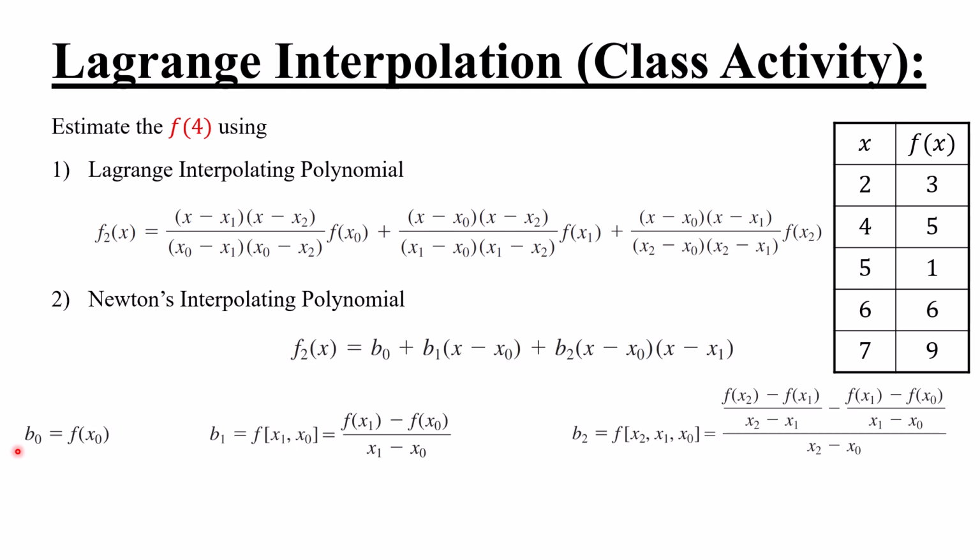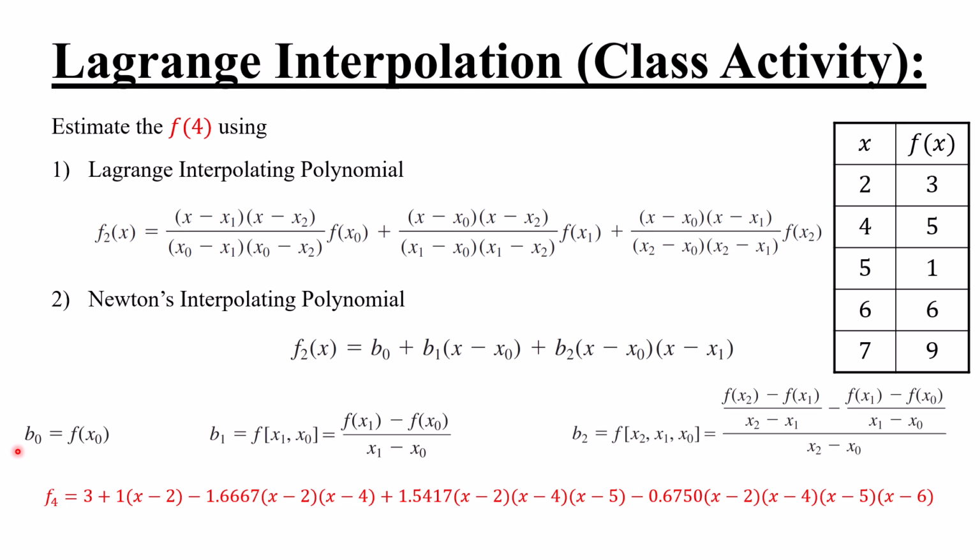Now we move to Newton's method. Newton's method is b0 plus b1 and b2 terms. So this is the formula. We just need to plug in the values and calculate it. So it is a good question to practice yourself. So this is the actual answer.